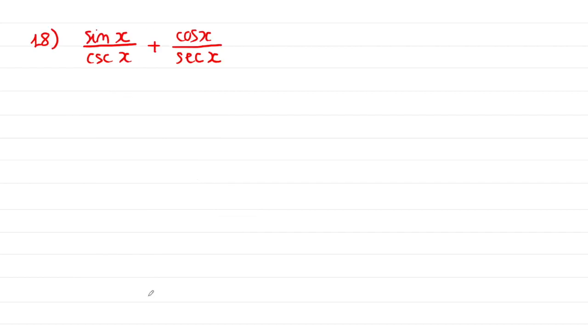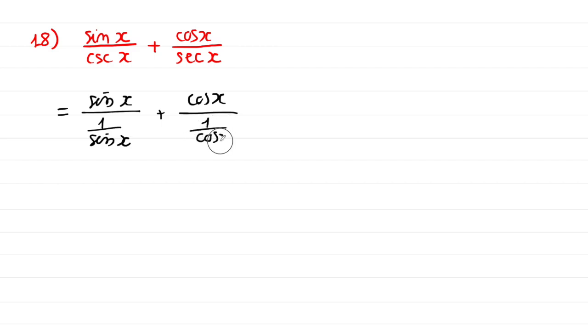This question. Okay, 18: sine x divided by 1 over sine, cos divided by 1 over cos. Write it out like this and apply fraction over fraction. You have sine square x plus cos square x in here, and the formula is 1. So quick, right? A little bit very easy.